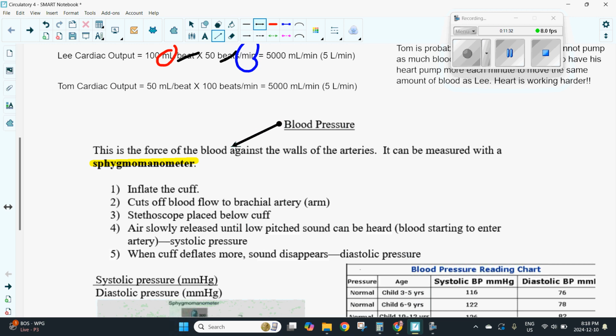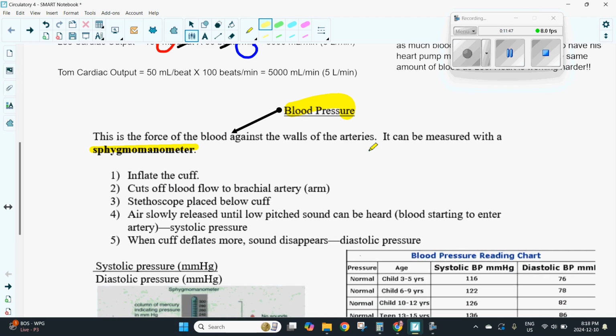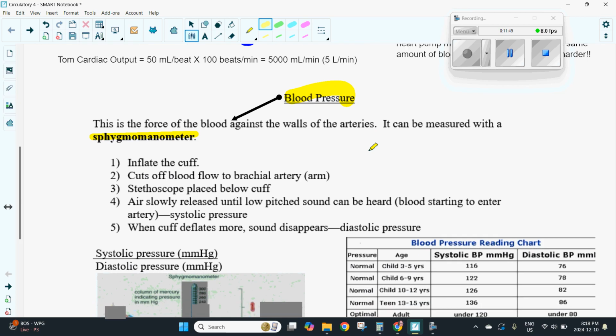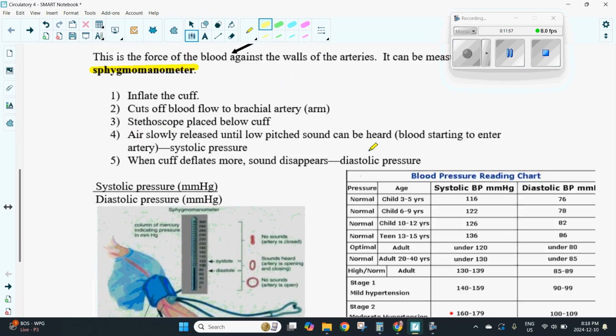So when you're measuring blood pressure, it's actually referring to the force. The definition of blood pressure is talking about this first sentence: the force of blood against the walls of the artery. I did talk about this in our last lesson, so I'll try and go through this one fast. The more blood there is in the arteries, the more pressure on the artery walls. So this can be measured with a sphygmomanometer.